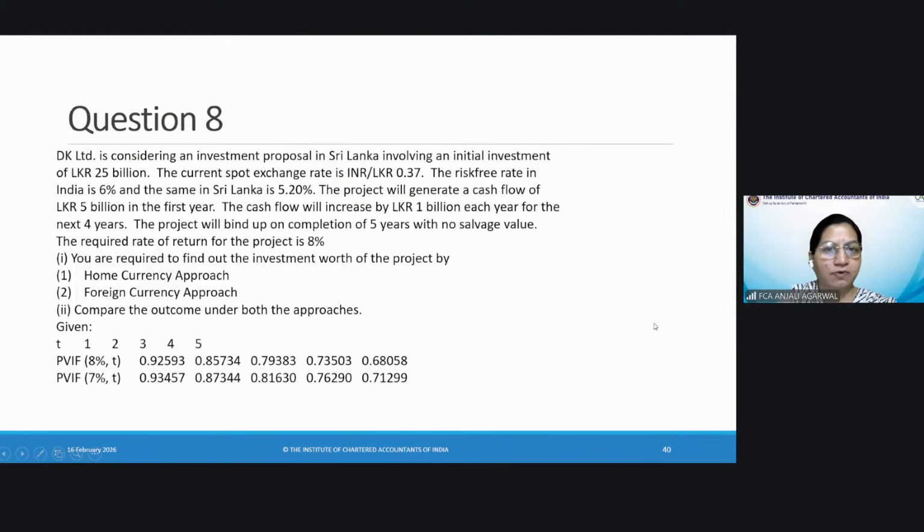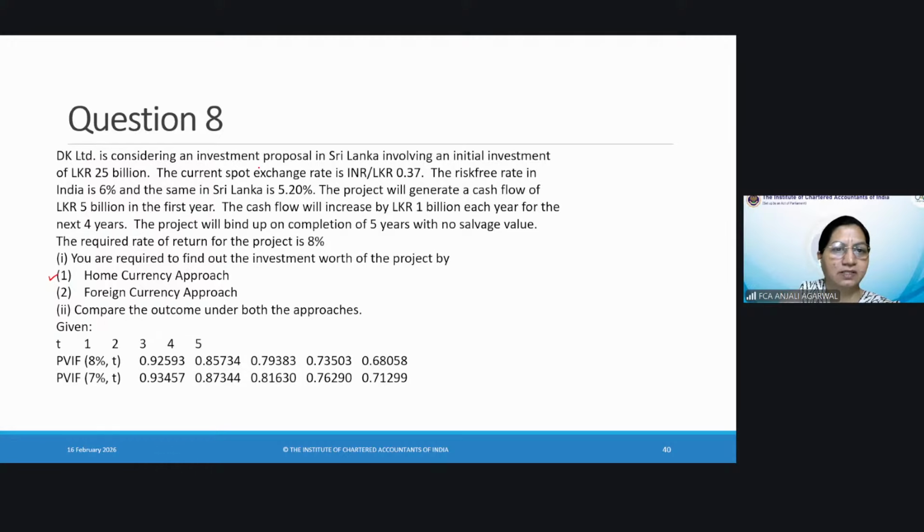We'll take up one more question here. Basis same, but here you will do it in both the currencies. So we have understood how it is done in foreign currency. Let's now look how it is done in home currency approach.